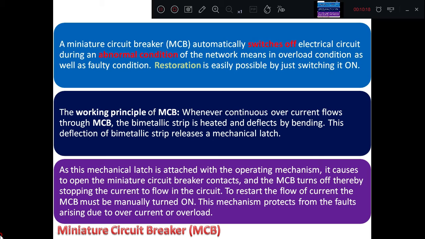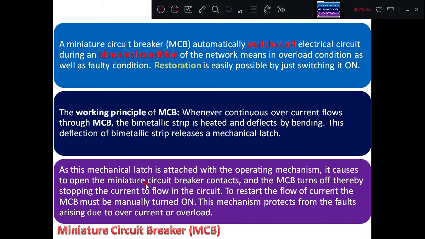You have to replace the fuse in the case of the fuse. The working principle of the MCB is very simple. Whenever continuous overcurrent flows through the MCB, or miniature circuit breaker, there is a bimetallic strip which is heated and deflects by bending. This deflection of the bimetallic strip releases the mechanical latch.